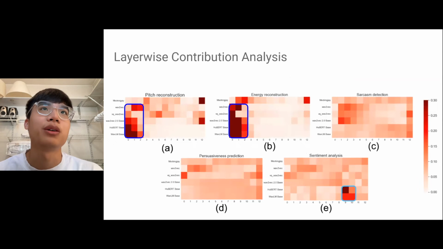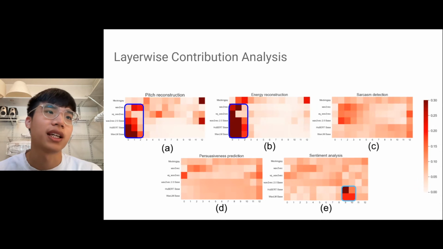So we do the layer-wise contribution analysis. We want to analyze what kind of layer is important for the downstream task. We analyze the contribution, or weight, by the weighted-sum mechanism. For each layer, a higher value of the weight or contribution means the layer is more important for the downstream task. We can see that for most self-supervised models, the contribution is aggregated in the first few layers for the pitch reconstruction and the energy reconstruction. This shows that SSL models tend to store prosody information in the front.